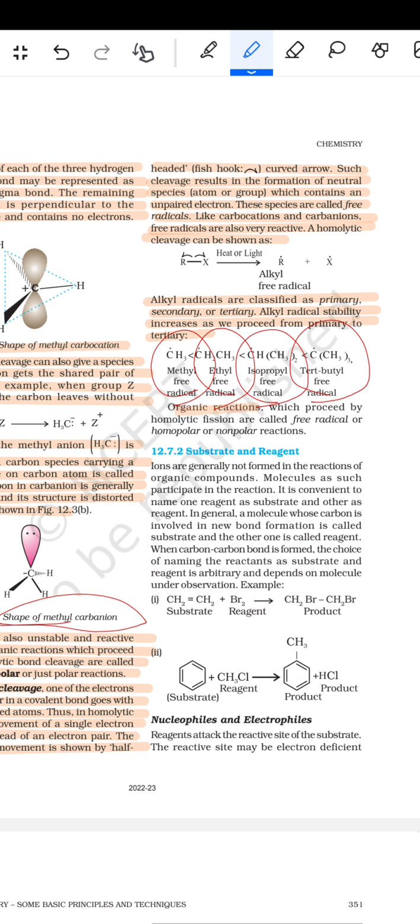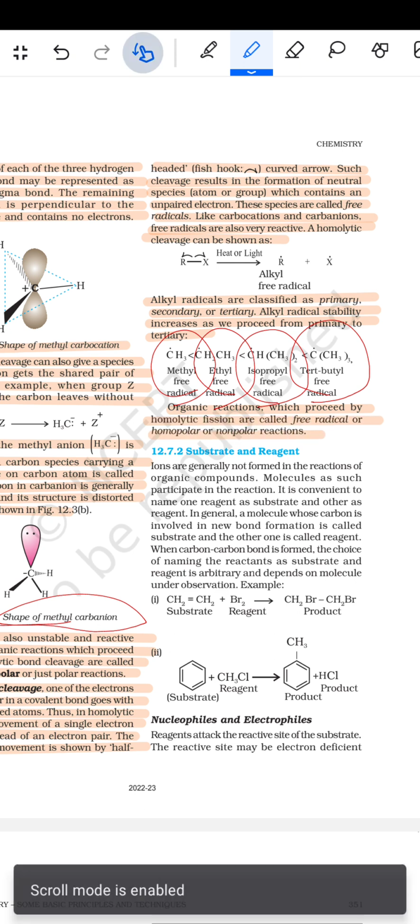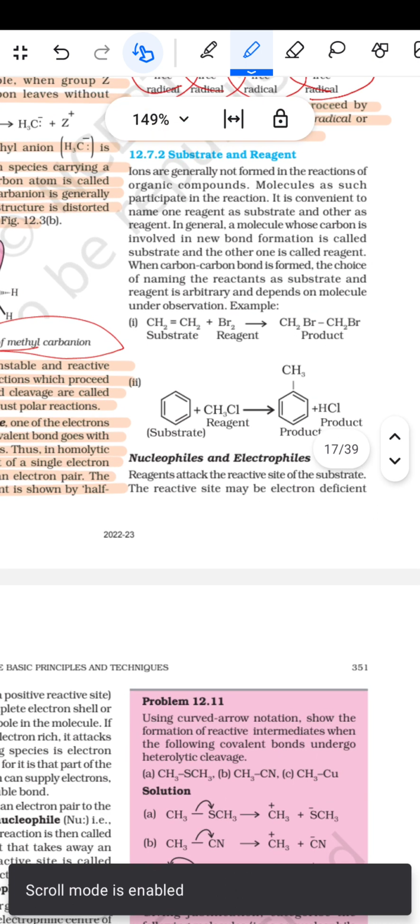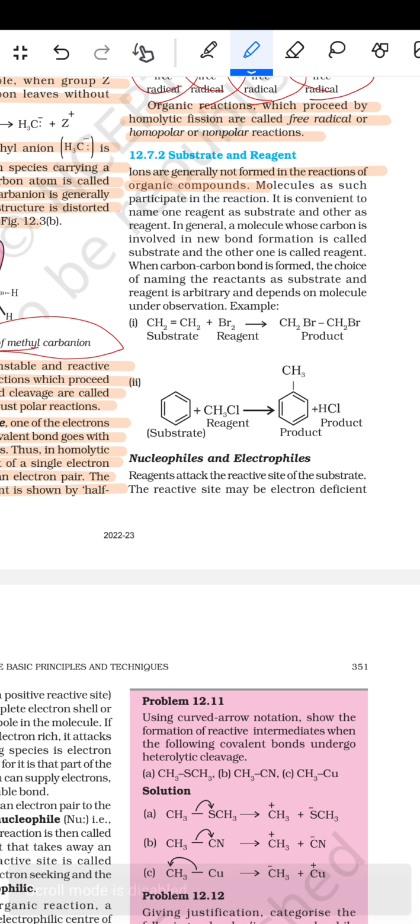उसके बाद फिर organic reactions which proceed by the homolytic fission are called the free radical or the homopolar or the non-polar reactions. Now the substrate or the reagents. Ions are generally not formed in the reactions of the organic compounds. Molecules as such participate in the reaction. It is convenient to name one reagent as substrate and the other as the reagent.